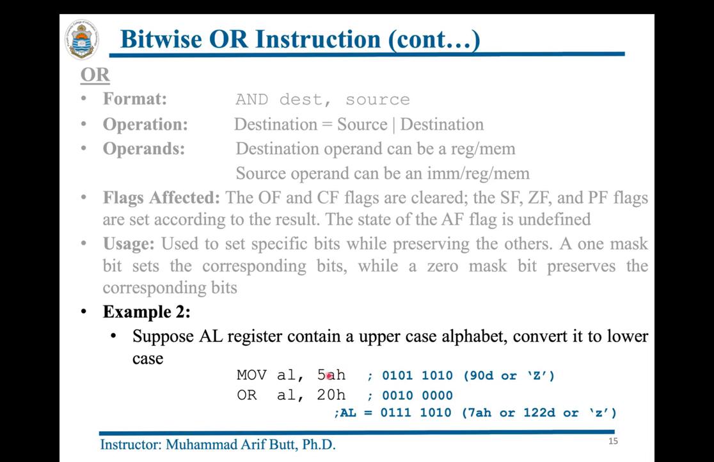So 5A is the ASCII of capital Z, having a decimal value of 90. So we have bitwise ORed it with 20 hex, and we get 122 decimal, which is the corresponding ASCII value of lowercase z. And of course, you can think that this can be performed by an add operation as well. Please do the math and practice with other values at your own time.